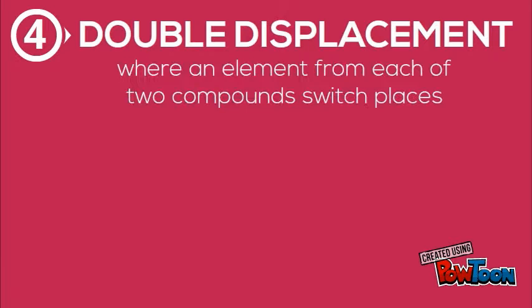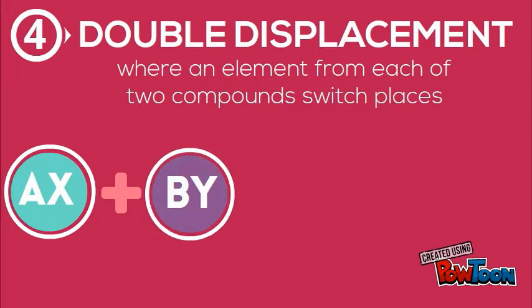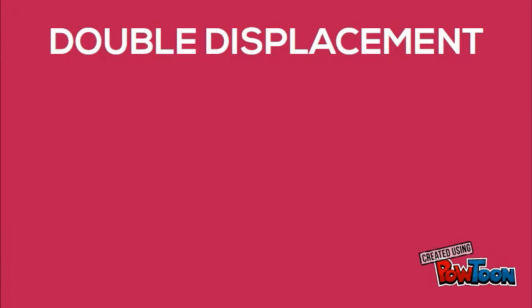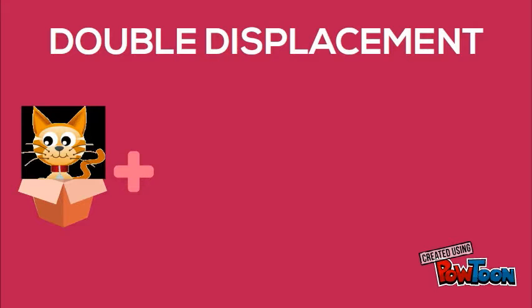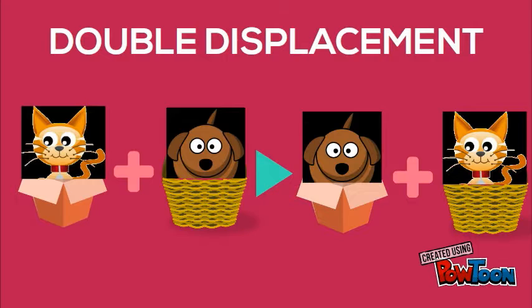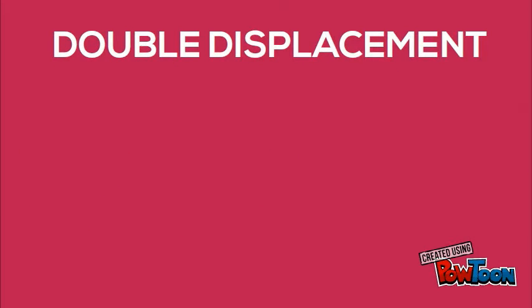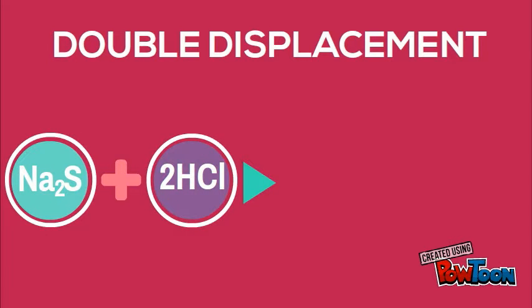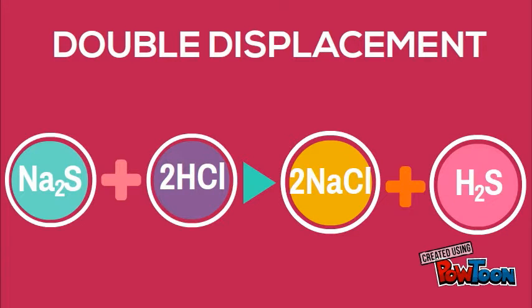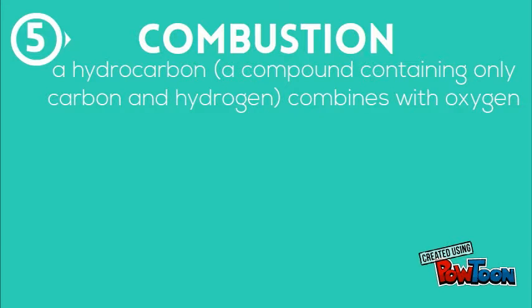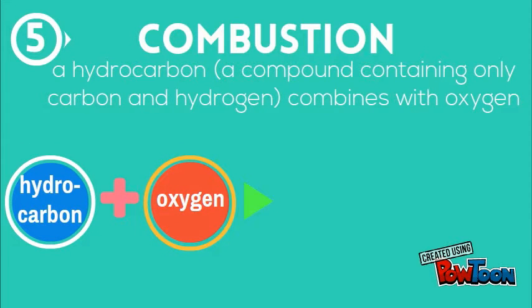Fourth is a double displacement, where an element from each of 2 compounds switch places. In this scenario, a cat with its box meets a dog with its basket. Both of them have an interest in each other's toy, so they decided to exchange their toys. An example of which is when sodium sulfide solution is mixed with hydrochloric acid, the components react, forming sodium chloride and hydrogen sulfide.